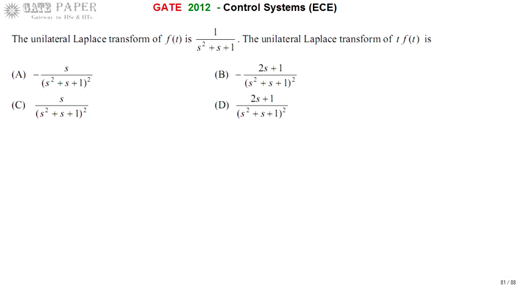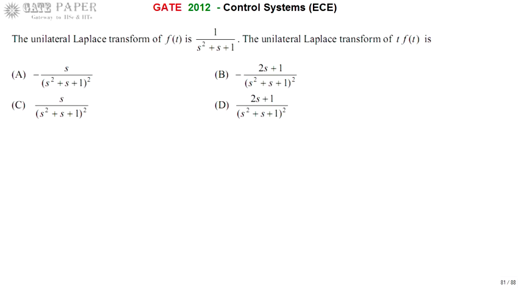Hello, we are discussing the GATE 2012 ECE paper. The unilateral Laplace transform of f of t is given as 1 by s square plus s plus 1. Find the unilateral Laplace transform of t into f of t.